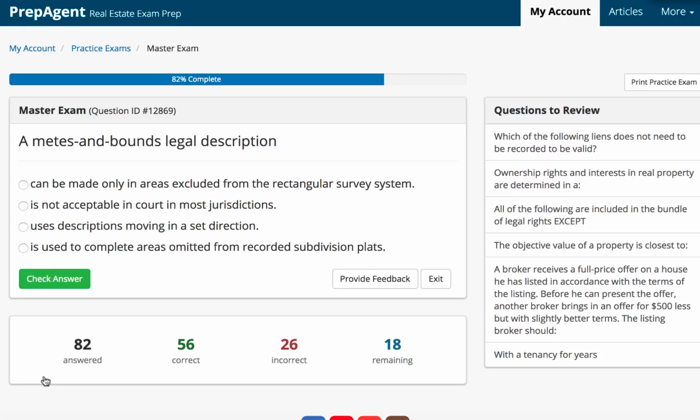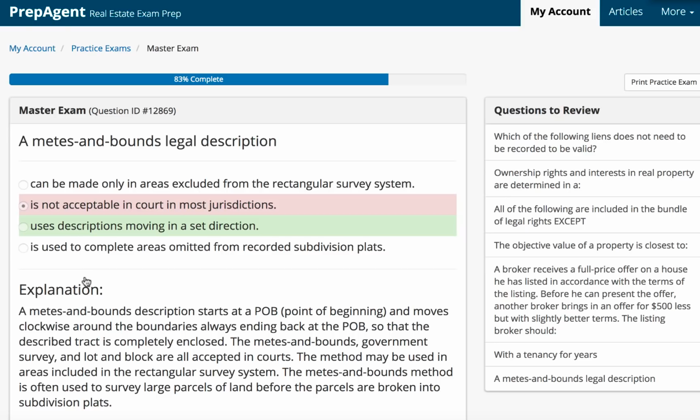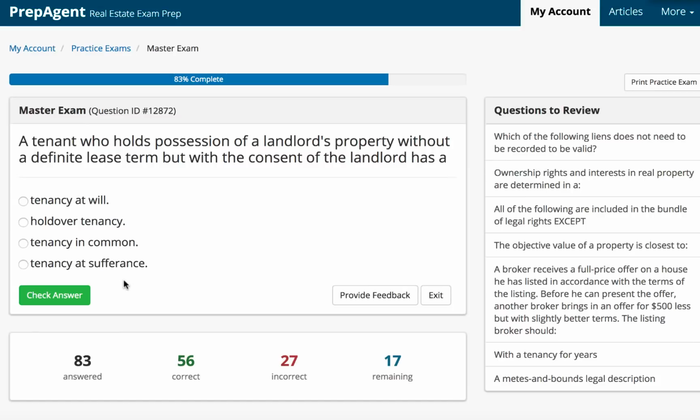A meets and bounds legal description can be only in areas excluded from the rectangular survey system, is not acceptable in court in most jurisdictions, uses directions moving in a set direction, is used to complete areas omitted from recorded subdivision plats. I think that's the last one. We're gonna go with D. D as in dog. Oh, D. Okay. Well, we're gonna end up doing that one again. But it's my fault. We just got it wrong. It's okay.